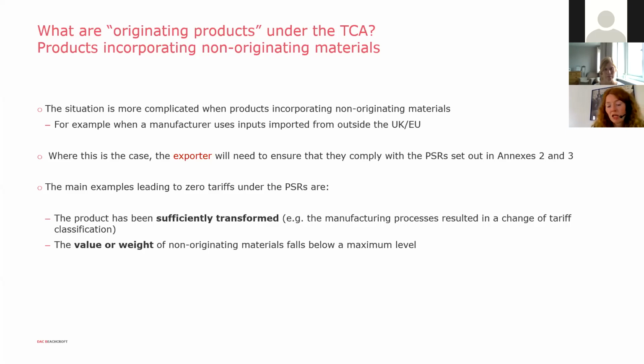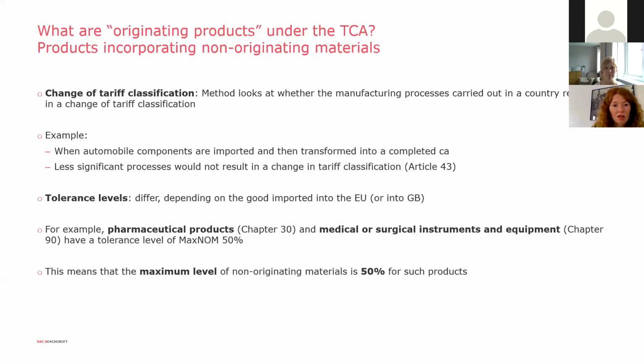Another possibility, depending on the product, is the value or weight of non-originating material, and whether that falls below a certain maximum level. To illustrate this, I think we have it on the next slide. So what does that mean in practice? Change of tariff classification. That method looks at whether the manufacturing process carried out in a country resulted in a change of tariff classification. So for example, as already mentioned, when automobile components are imported and then transformed into a completed car, that would be a tariff classification change.